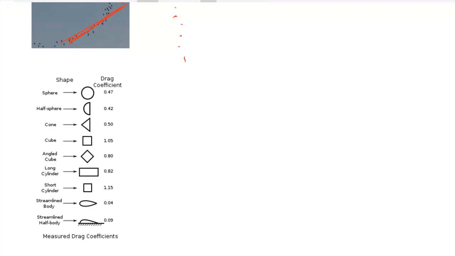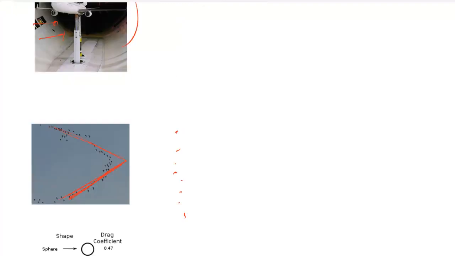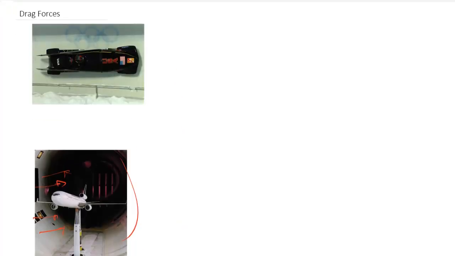So, what is this drag force? This drag force, we'll call it F_D, is equal to 1/2 times the coefficient of drag times the density of the fluid times the cross-sectional area times the speed squared. This is what the drag force is.